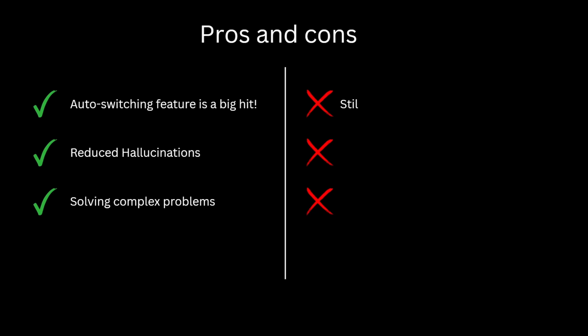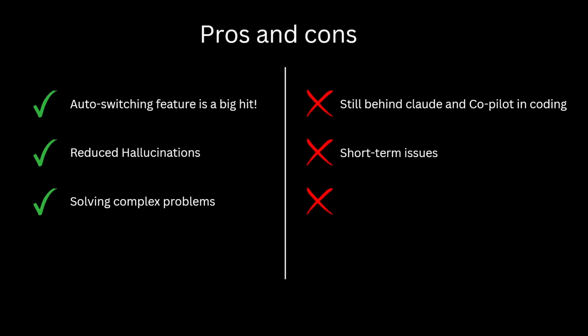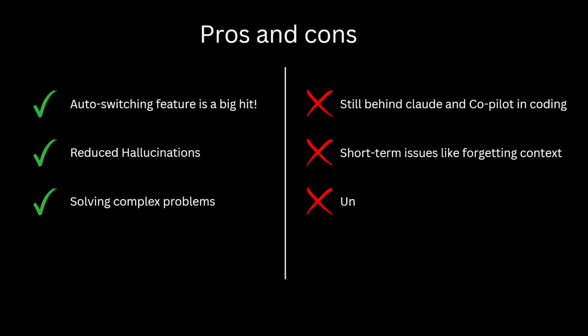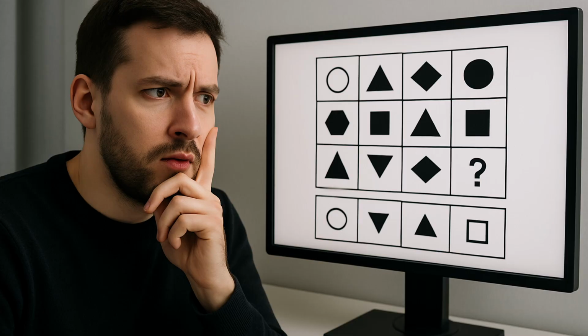Firstly, I think it's still behind Claude and GitHub Copilot and Amazon Code Whisperer when it comes to coding. Secondly, I noticed short-term issues like forgetting context. At times I would give GPT-5 a context for this project, and after a few prompts, it would just forget the context, and then I had to remind it back. And lastly, it was unable to pick up patterns at times. At times, it was picking up patterns even before I could start hinting them, but sometimes I would just hint at patterns and it wouldn't pick up.